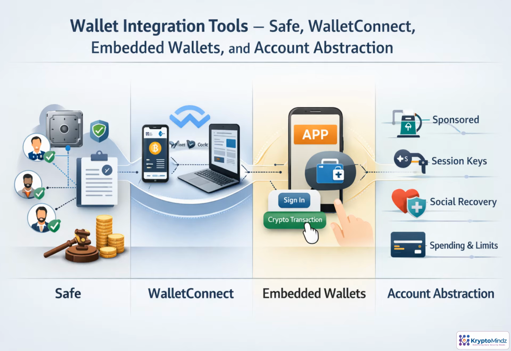Wallet tools solve different parts of the transaction experience. Safe is strongest when control matters: multi-sig approvals, treasury governance, and programmable ownership. WalletConnect focuses on connection, letting users authorize dApps from wallets they already trust. Embedded wallets optimize onboarding by hiding key management inside the app flow. Account abstraction goes further, turning accounts into programmable policies with sponsored gas, session keys, recovery, and spending limits.